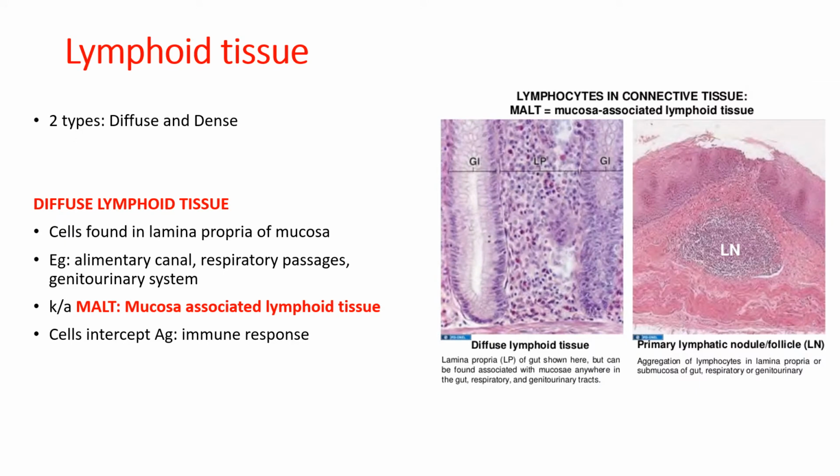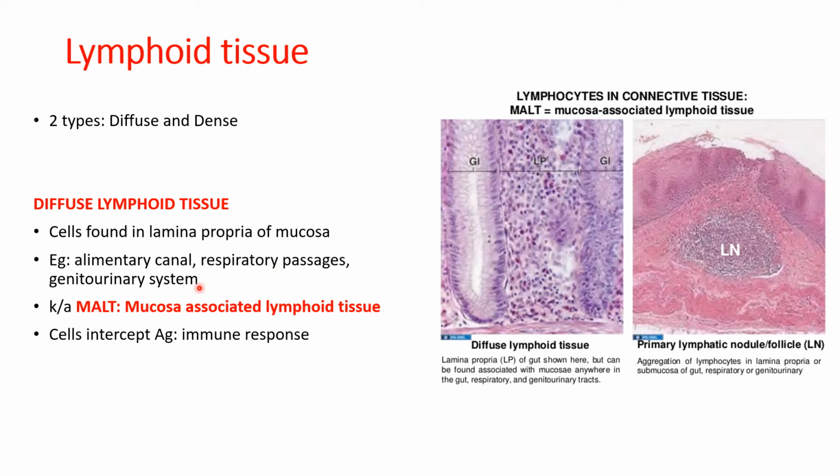The lymphoid tissue can also be classified into the diffuse and dense lymphoid tissue. Both of these guard the body and are the sites of initial immune response. The diffuse lymphoid tissue: in this type of tissue, the lymphocytes and other free cells are found in the lamina propria of the mucosa. This type of diffuse lymphoid tissue is seen in the alimentary canal, respiratory passages, and the genitourinary system.